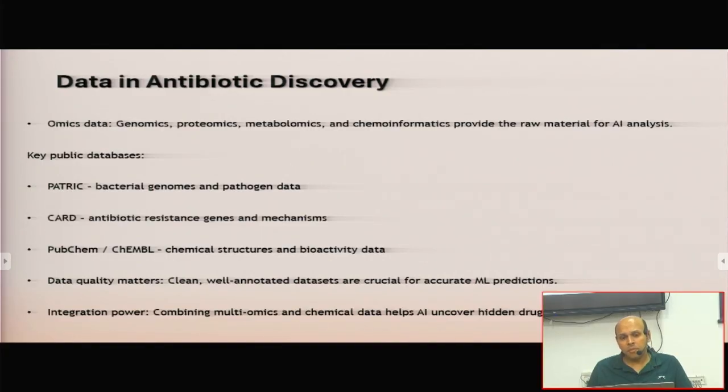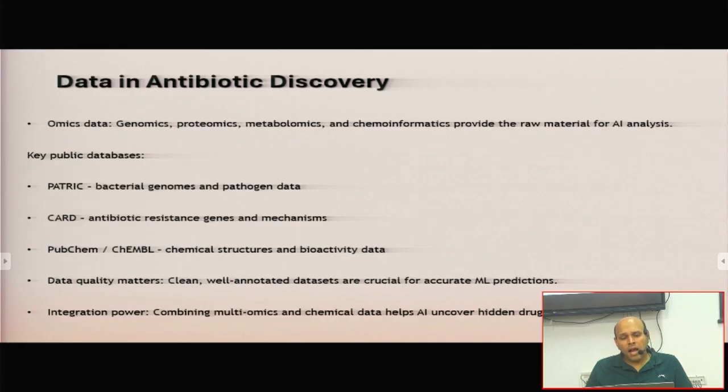That is the branch of chemoinformatics, which provides the raw material for AI analysis. Some key public databases are highlighted underneath. PATRIC is one that utilizes bacterial genomes and pathogen data. We have the BV-BRC database that again works with bacterial genomes. Then NCBI is there. NCBI is also a database where you can have all sorts of data.